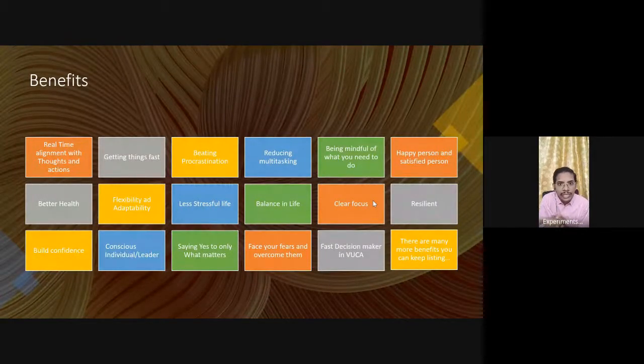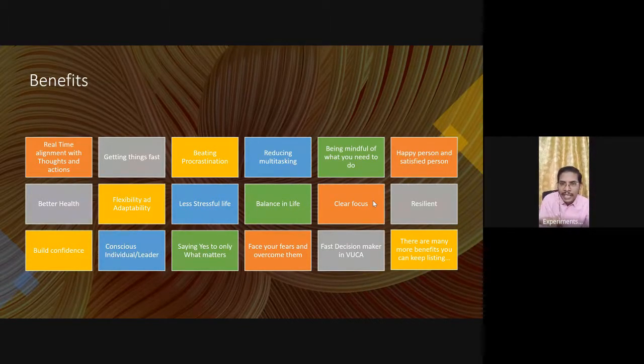Conscious and an individual leader. You can develop yourself as a leader from your college days itself, right? There are a lot of opportunities given at the college level to become a leader. Even if the opportunity is not available to you, wherever an opportunity comes in, you can volunteer yourself and become a leader there, right? And saying yes to only what matters. Instead of saying, yeah, I wanted to say no, but I said yes, right?